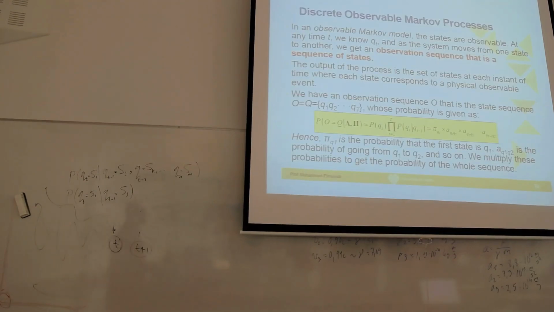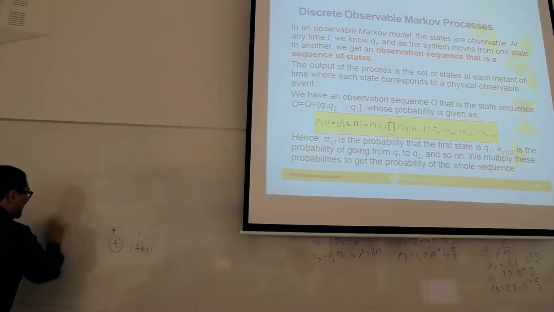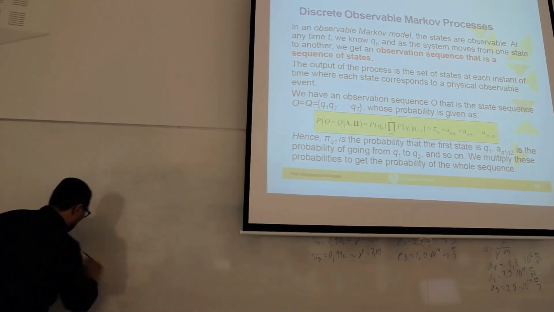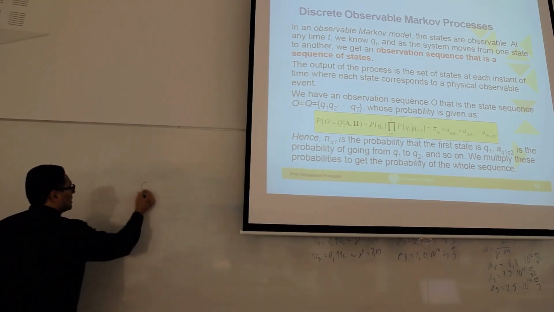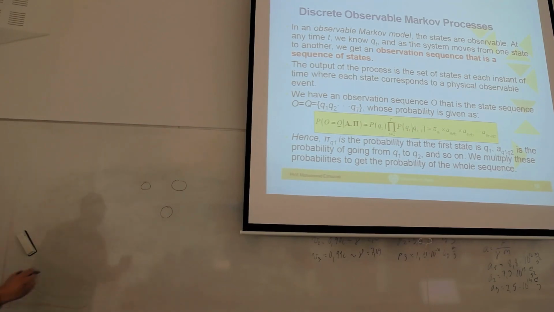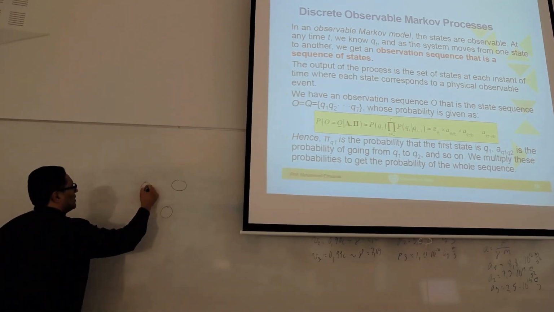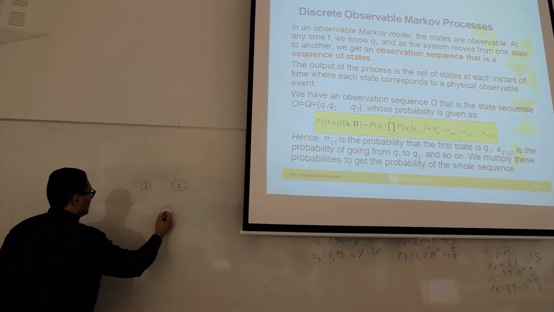Then we have this observation, and now what is the probability that you will have a certain observation based on the matrix A? Matrix A is, if we take the same example of the stock market, we have here the bull market, here the bear market, and then the stagnant market.